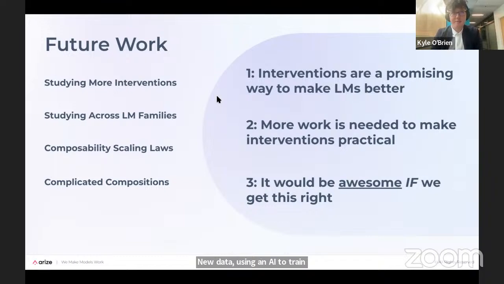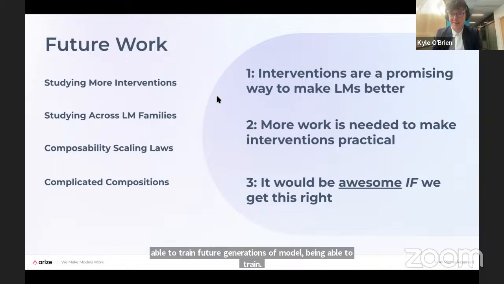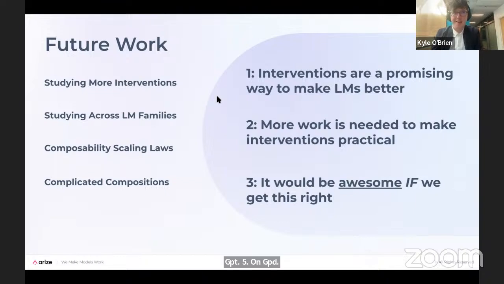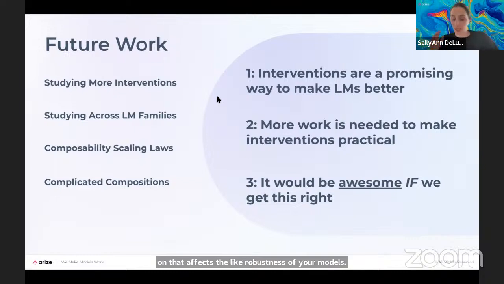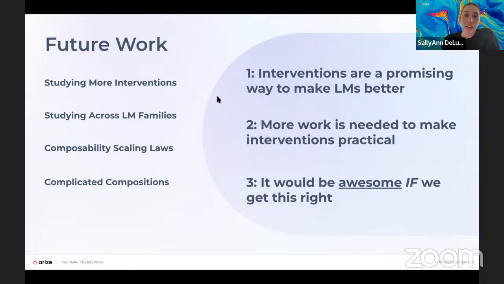So funnily enough, being able to train future generations of models, so maybe we train GPT-5 on GPT-4's data, for example, is a big open question right now. But a lot of people are trying to get it to work. So that's another cool research direction: synthetic data and how training on that affects the robustness of your model. Yeah, I think synthetic data is a really hot research topic. As this problem they're describing becomes more and more prevalent, we need some kind of way to combat that. So I'll definitely be watching.